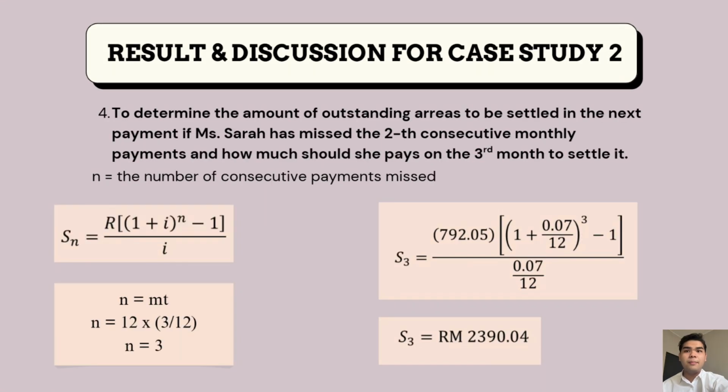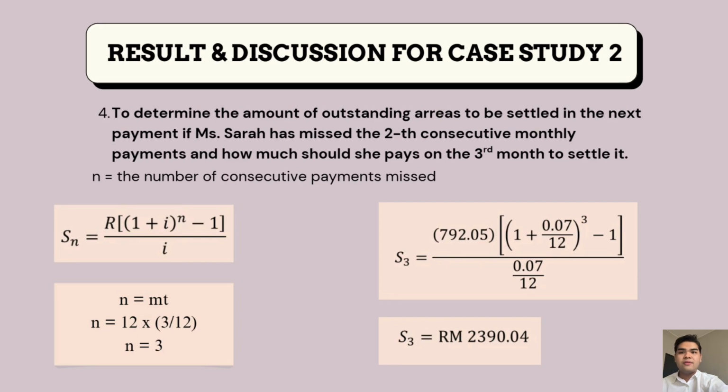N equals the number of consecutive payments. For this objective, use the S formula. S = R × ((1 + i)^n - 1) / i. To determine n, we need to multiply m and t together. So n equals 12 times 3 over 12. n equals 3. We substitute all the values into the formula.